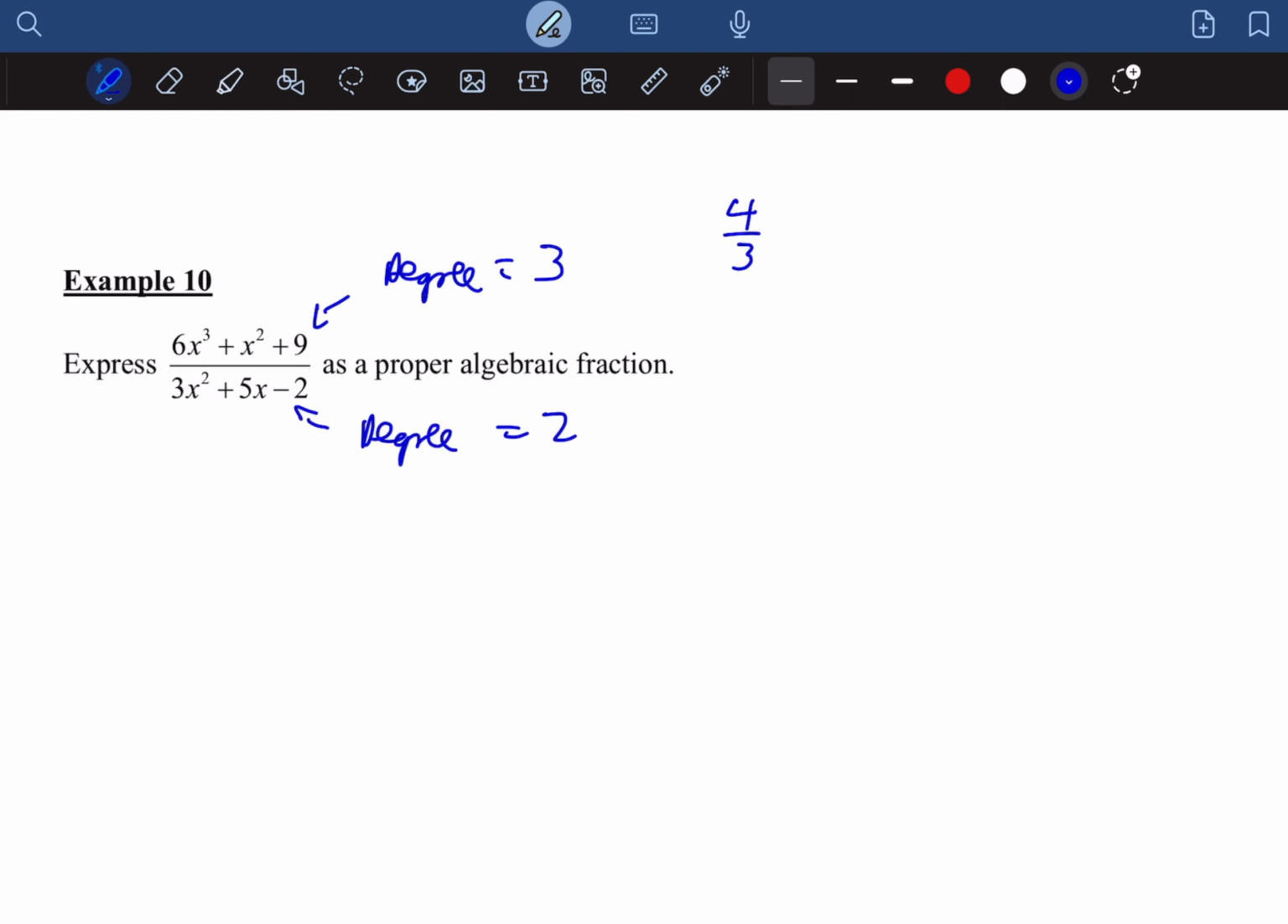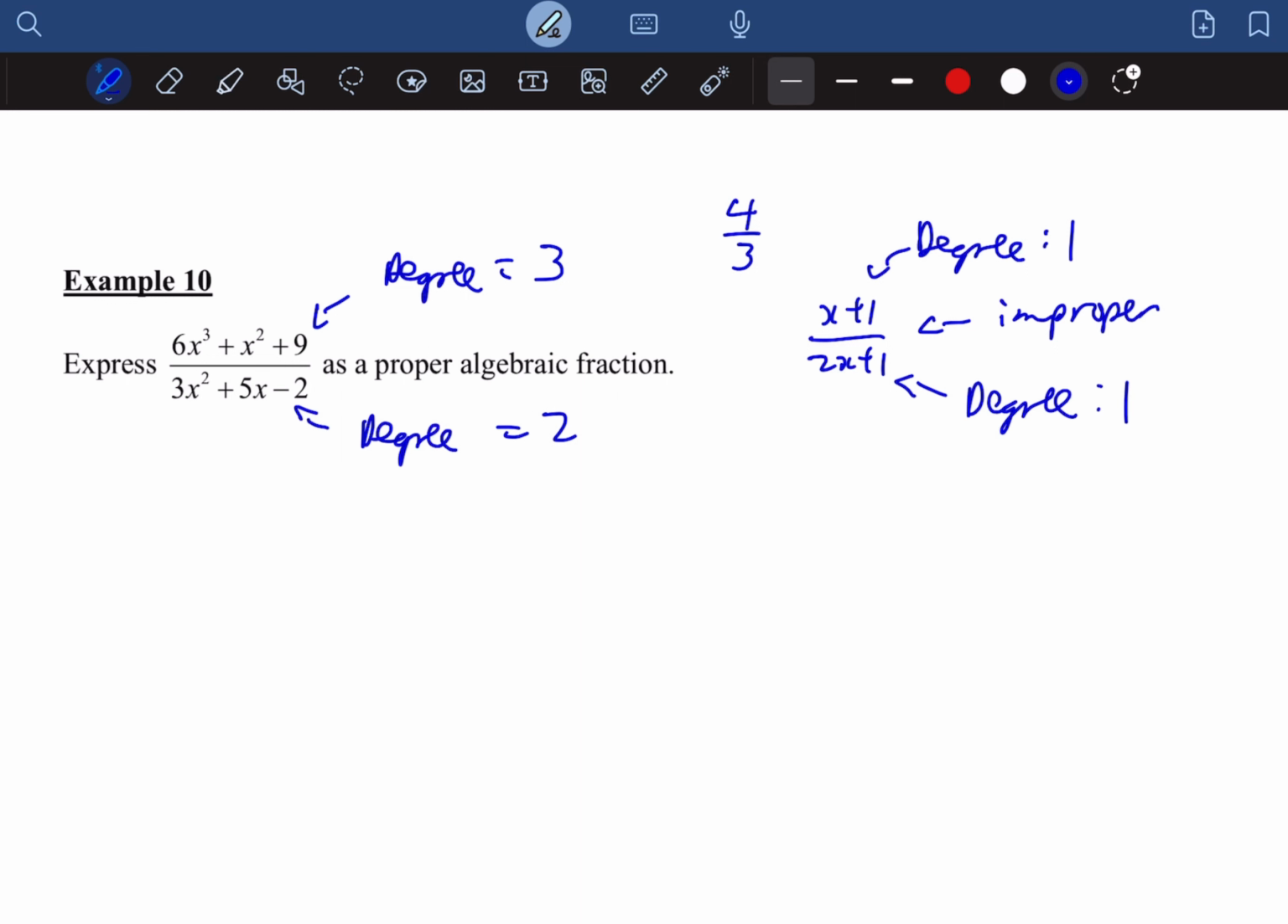But do take note, an algebraic fraction is a bit unique. For example, I have x plus 1 over 2x plus 1. This is improper. Why? Because this is degree 1, and this is degree 1. When the degrees are the same, an algebraic fraction is considered to be improper. So this one you have to be very mindful.